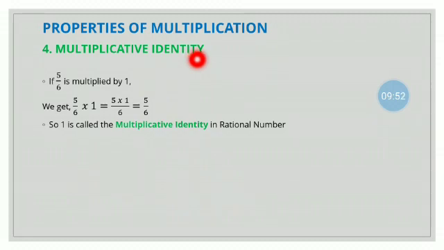Multiplicative identity. If 5 upon 6 is multiplied by 1, what do we get? We get 5 upon 6 into 1, which equals 5 into 1 upon 6, which equals 5 upon 6. So 1 is called the multiplicative identity in rational numbers.